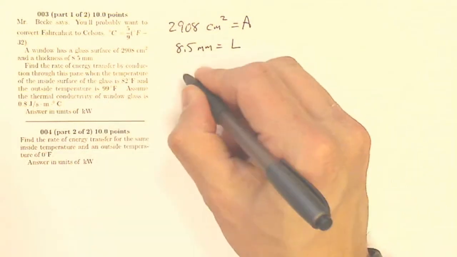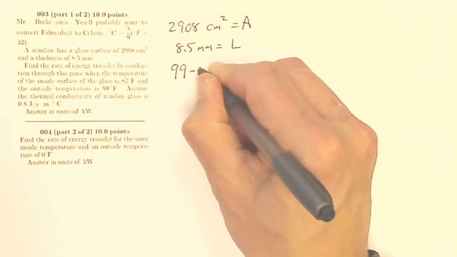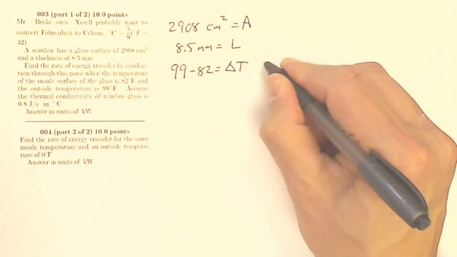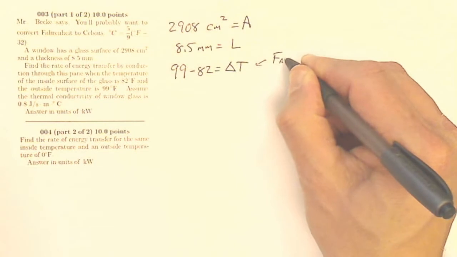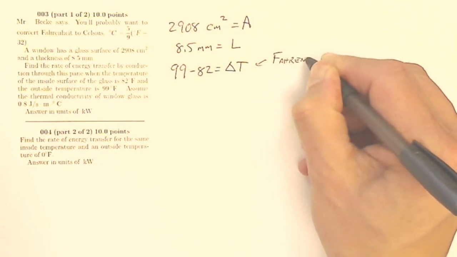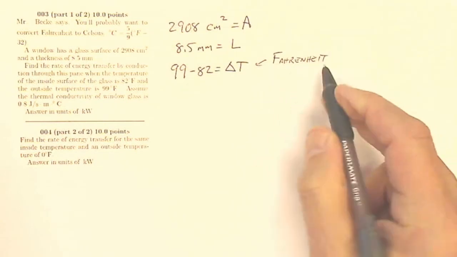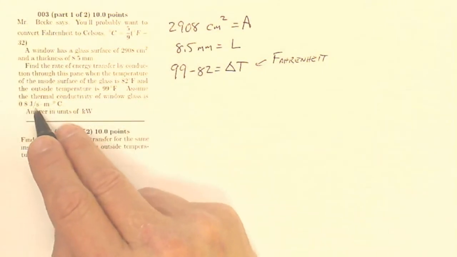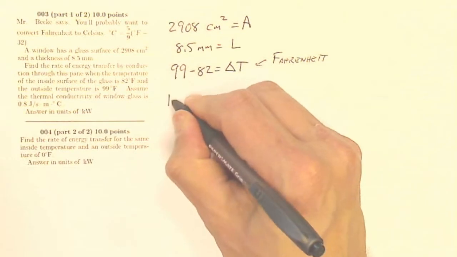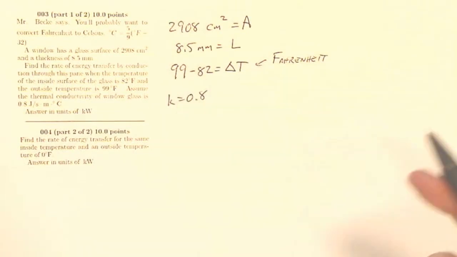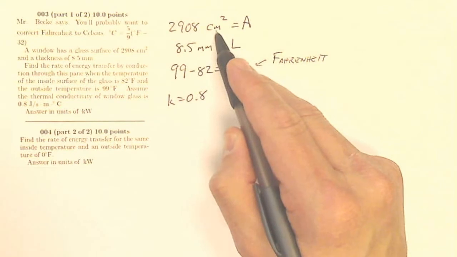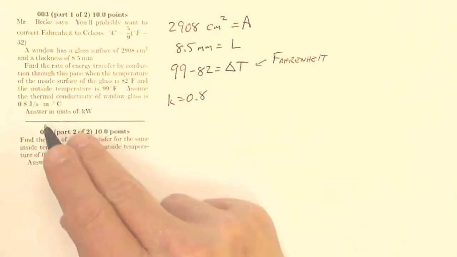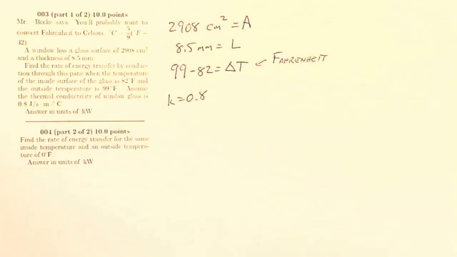So my delta T is going to be 99 minus 82. Oh wait, but that's in Fahrenheit, so I'm going to have to do something with that. Assume the thermal conductivity of window glass is 0.8 joules per second meter degrees Celsius. So my K is going to be 0.8. There are a couple tricks here. This is in centimeters, this is in millimeters, this is in Fahrenheit. The K is fine. Answer in units of kilowatts, so I've got to do a change at the end.